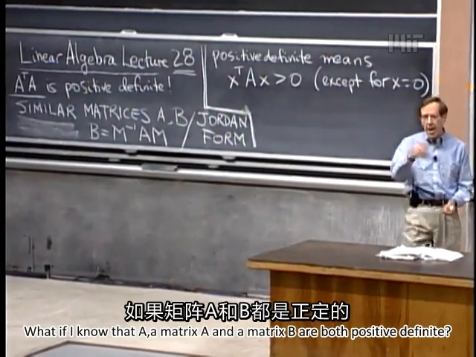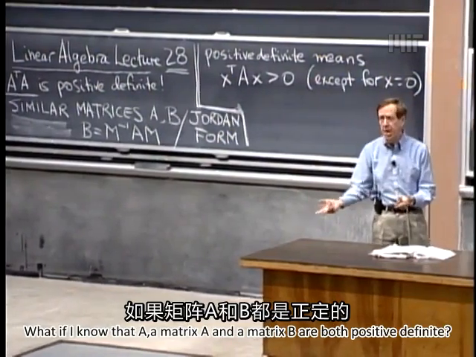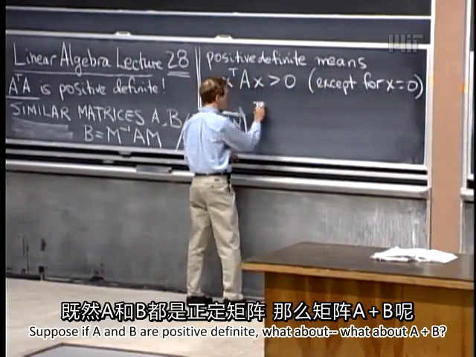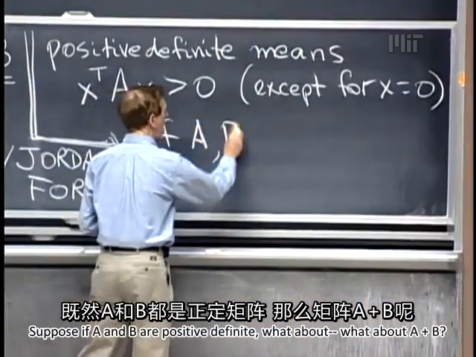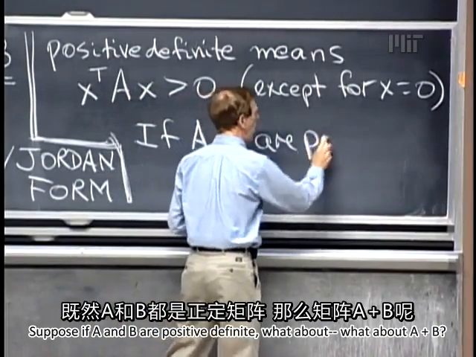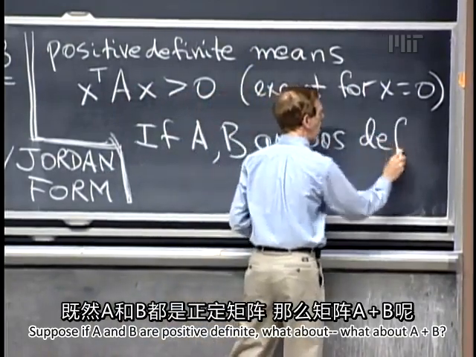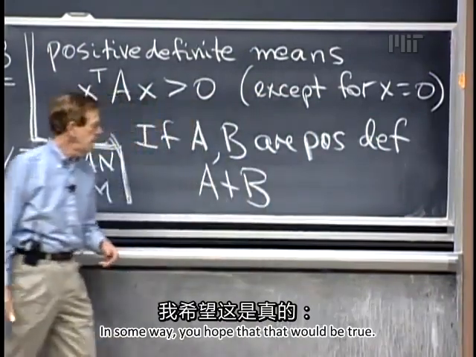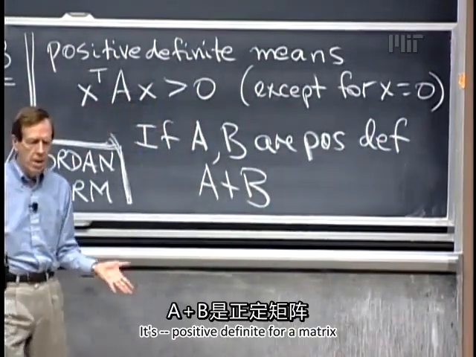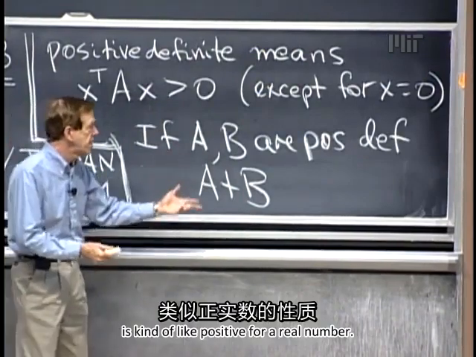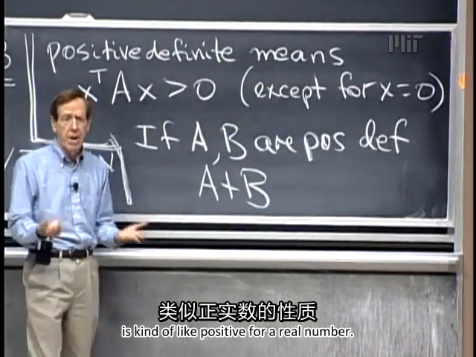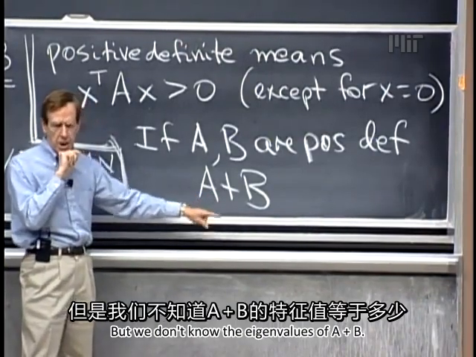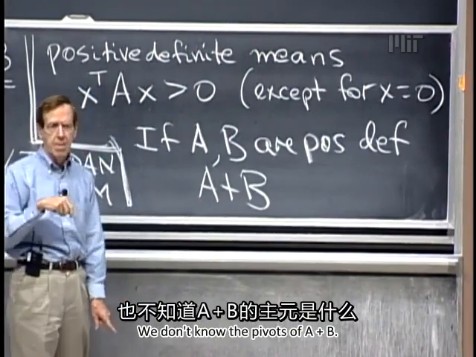What if I know that a matrix A and a matrix B are both positive definite? Let me ask you this. If A and B are positive definite, what about A plus B? In some way, you hope that that would be true. Positive definite for a matrix is kind of like positive for a real number. But we don't know the eigenvalues of A plus B. We don't know the pivots of A plus B.